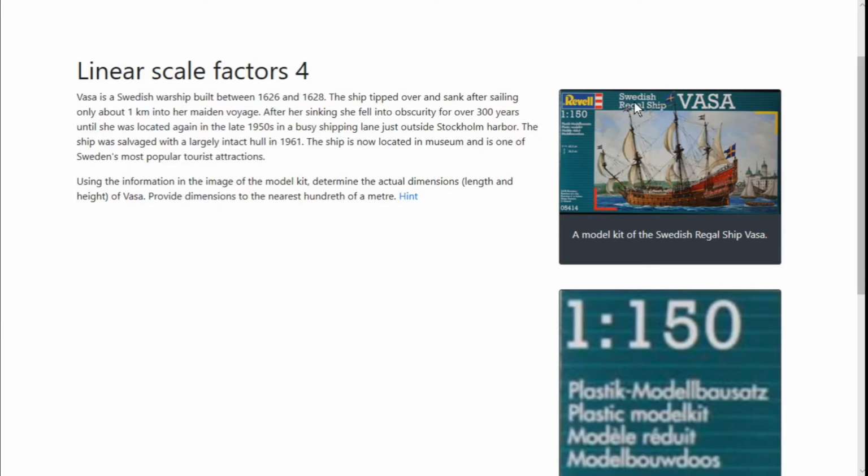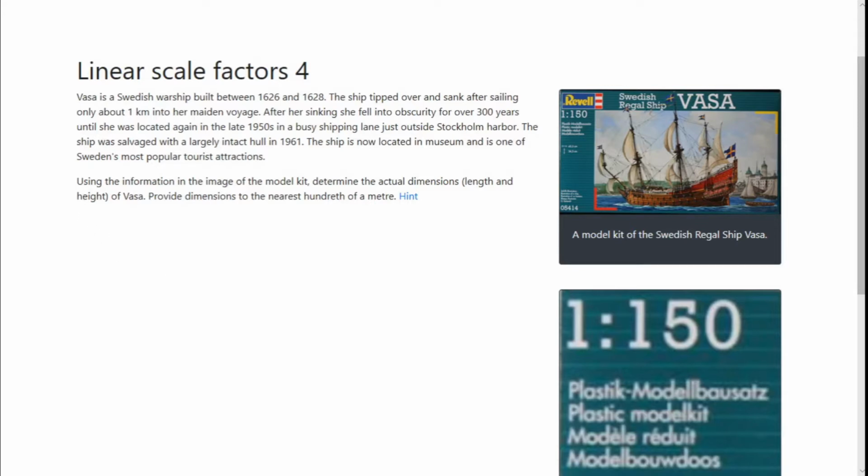Vasa is a Swedish warship built between 1626 and 1628. The ship tipped over and sank after sailing only about 1 kilometer into her maiden voyage. After her sinking, she fell into obscurity for over 300 years until she was located again in the late 1950s in a busy shipping lane just outside of Stockholm Harbor. The ship was salvaged with a largely intact hull in 1961. The ship is now located in a museum and is one of Sweden's most popular tourist attractions.